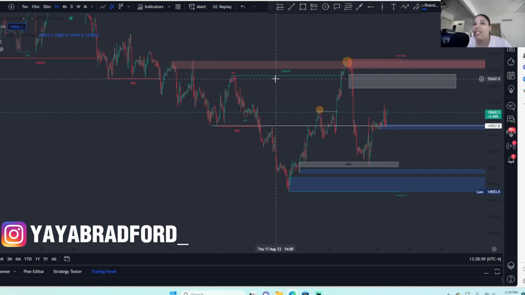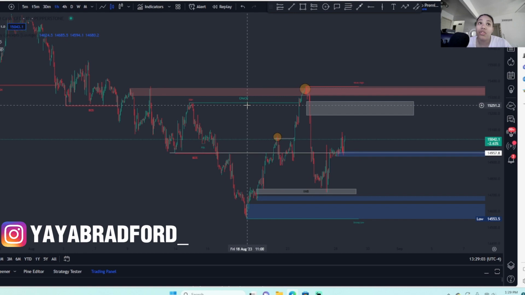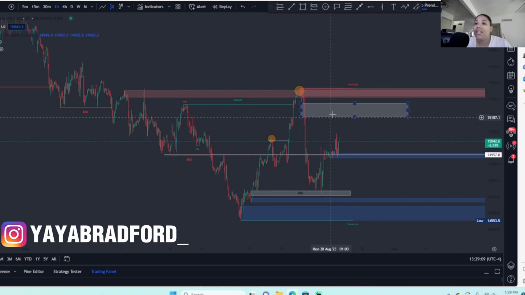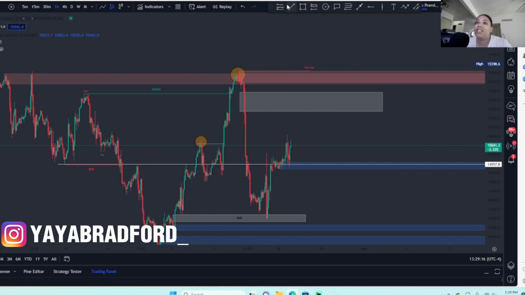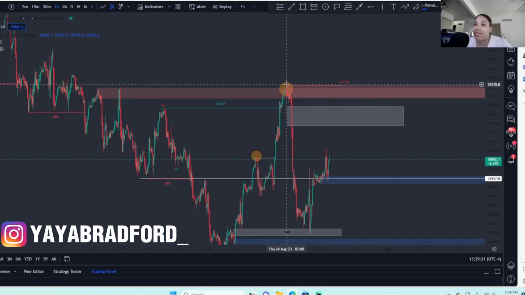So we could see that we got a change of character already. Price already broke structure to the downside. It gave us a new high. So this alone lets me know that when price gets back into this imbalance, I can hold it to this level. I'm not going to hold it any higher than this level, because the only high that we have to look at left would be here.